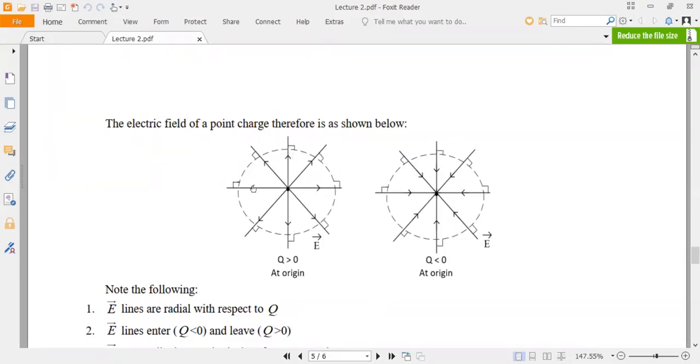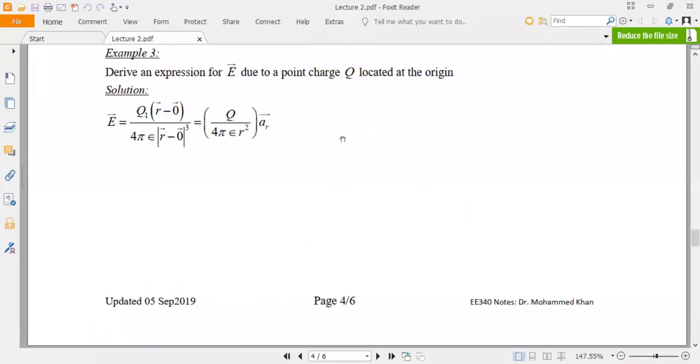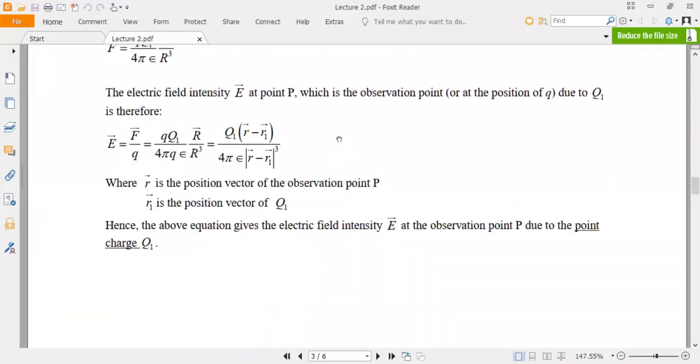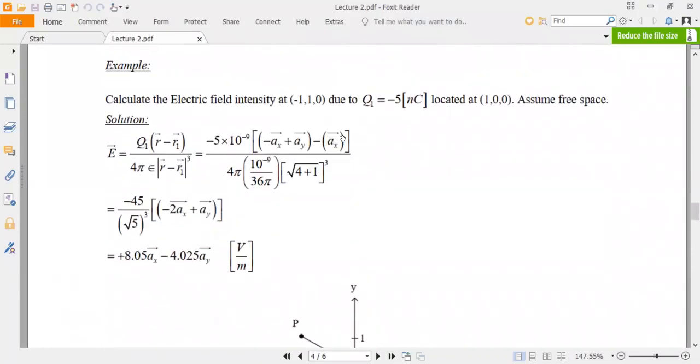This is what I was trying to show you. Okay, so we will come back to that a little bit later. Now, let us take an example. Calculate the electric field intensity. We need to find the electric field intensity at this point, which is (-1, 1, 0), due to a charge Q1, which is -5 nanocoulombs. And this charge Q1 is located at (1, 0, 0) in free space.